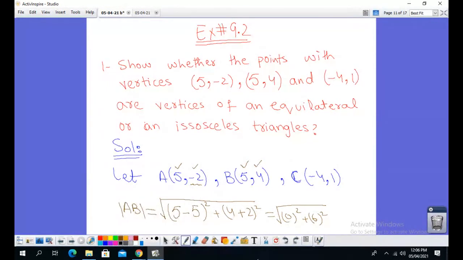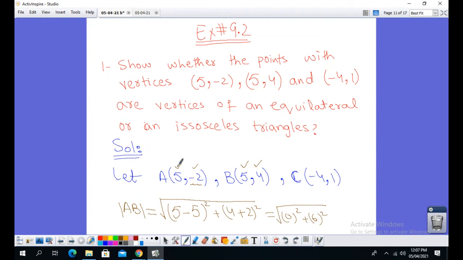The first slide we opened here: the question is, show whether the given points, the first point is 5, minus 2, the second point is 5, 4, and the third point is minus 4 and 1. There is no fourth point. We are to show here that these points form either an equilateral triangle or an isosceles triangle.